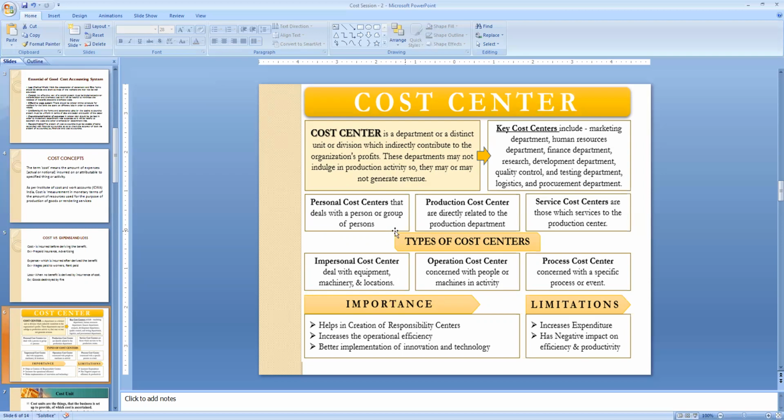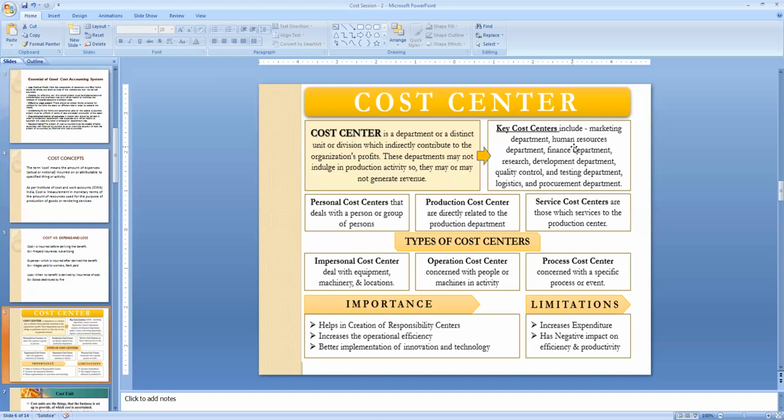A cost center may be a location, a person, or an equipment, right? For which costs are ascertained for the purpose of control. Control means the usage of that particular location, or the usage of that particular person, or that equipment. The ascertainment of cost is called a cost center. See, we are going to have different types of cost centers.